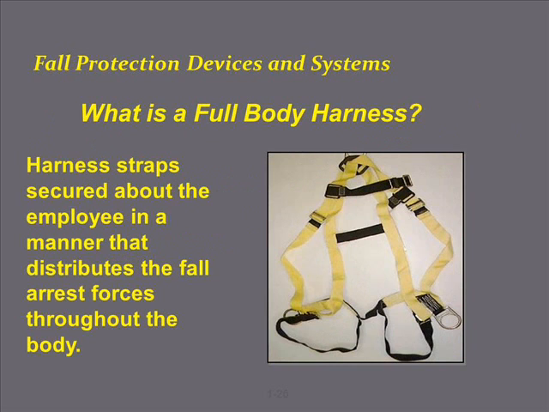A full body harness is a harness with straps secured about the employee in a manner that distributes the fall arrest forces throughout the body. It also prevents the worker from being doubled over or slipping out of the harness, such as is the case with body belts.